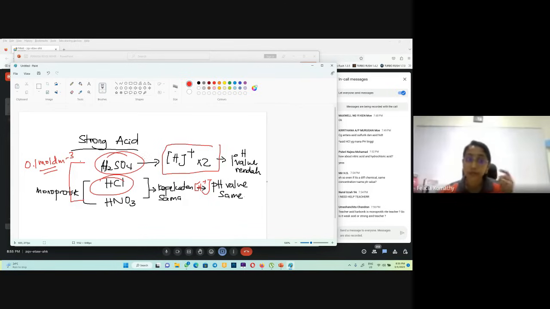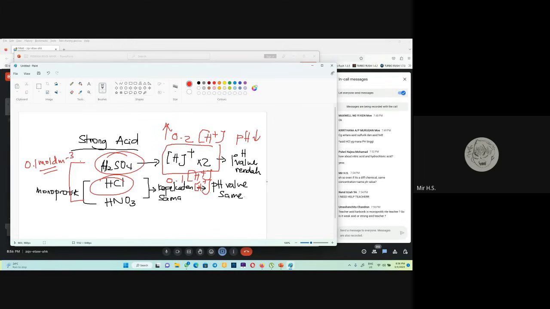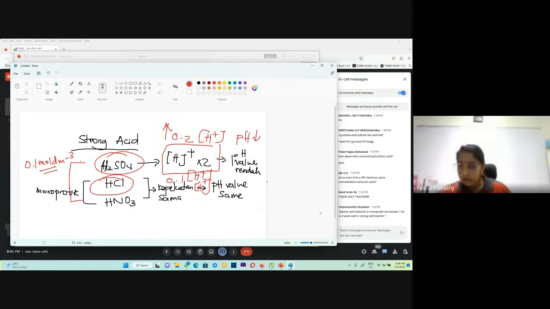Kepekatan dia sudah double. Not 0.1, this will be 0.2 already. But here, this will be 0.1. So we follow the concentration of hydrogen ion. Understand? So when the concentration is higher, acid must be bertentangan arah. Jadi pH value mesti rendah. Faham ke sekarang, Mir? Faham. Okay, cikgu.